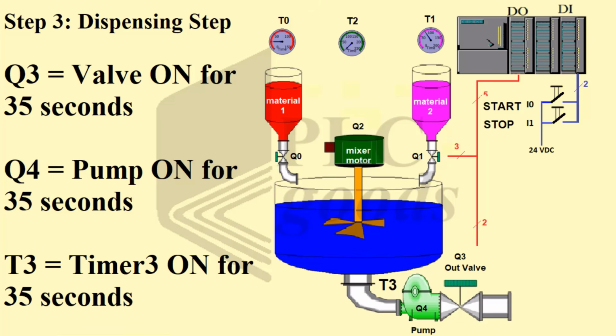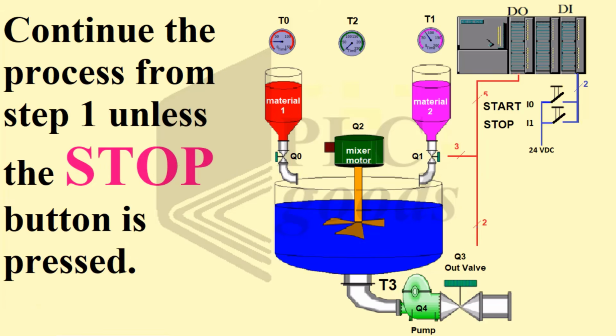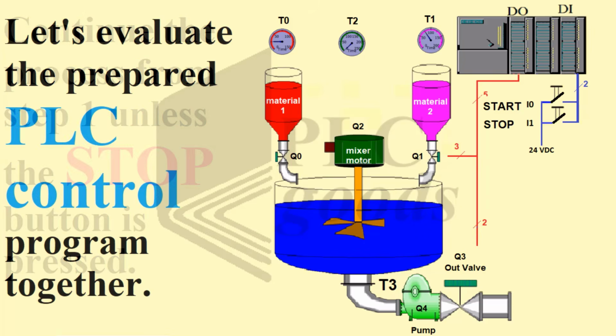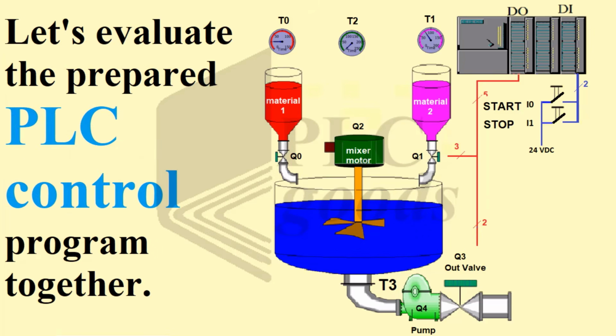Step 3, dispensing step. Q3 on for 35 seconds. Q4 on for 35 seconds. T3 on for 35 seconds. Continue the process from step 1 unless the stop button is pressed. Let's now evaluate the performance of the implemented PLC control program together.